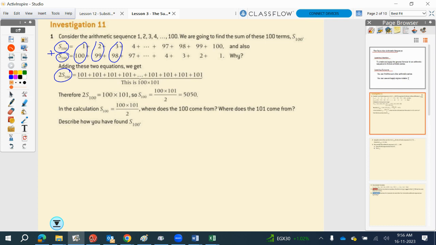So how many lots of 101 do we get? 100. Why do we have 100 lots of 101? Because there are 100 terms in this sequence. Do we see this?